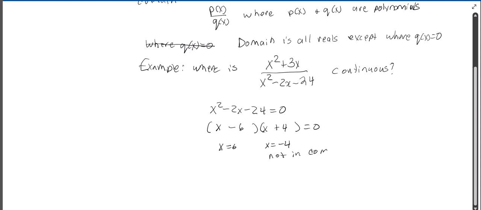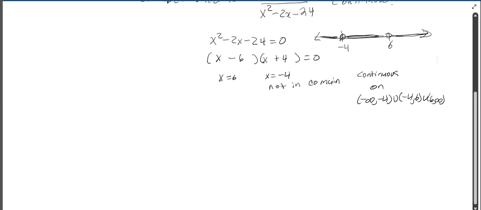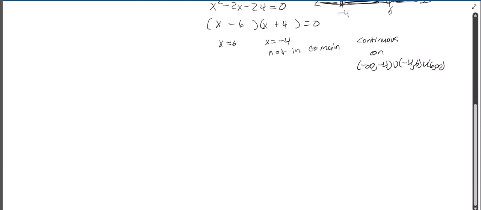Not in domain. So if we think about a number line, negative 4 and 6. Open circle there, open circle there. So it's continuous on negative infinity to negative 4, union negative 4 to 6, union 6 to infinity. Okay, so what else?